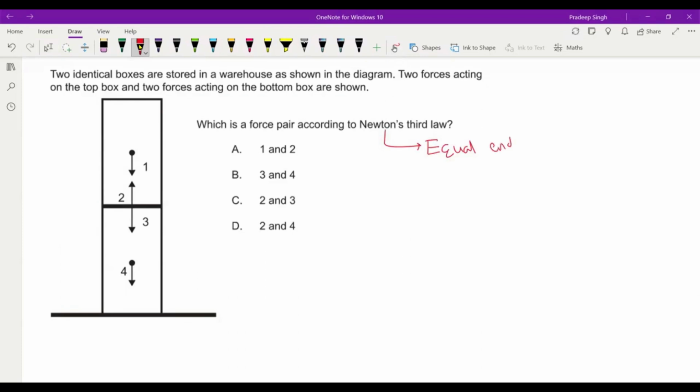Newton's third law is equal and opposite forces. Let's go option by option. 1 and 2, okay, equal and opposite forces, and also write the two forces. Write this concept only. Newton's third law is equal and opposite forces where the two forces act on different objects.